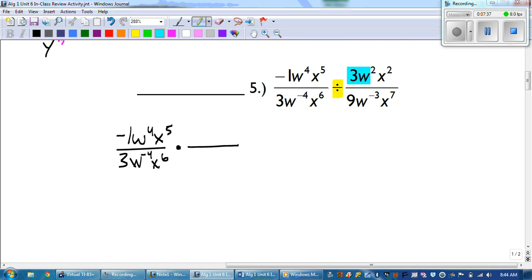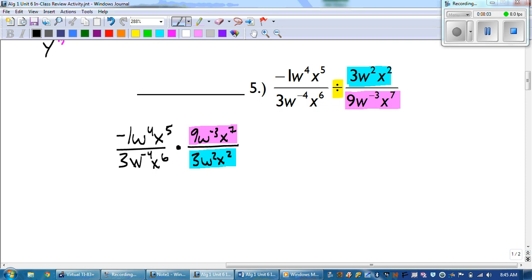So what that means is whatever was on the top is now going to be on the bottom. So that's the 3w squared x squared. And whatever was on the bottom is now going to be on the top. Now, because I'm moving them, we don't change the exponents, okay? Those stay the same.